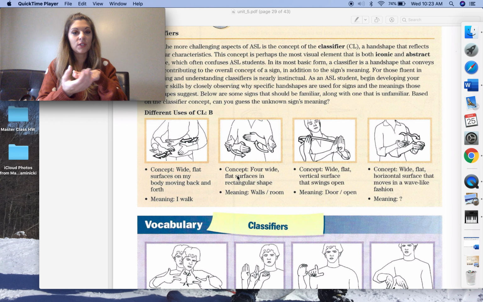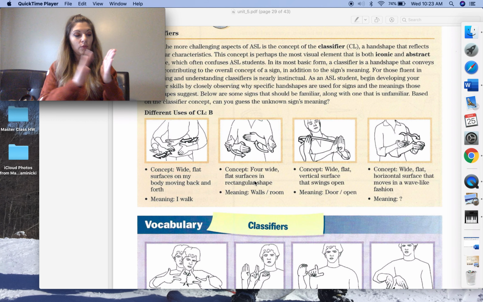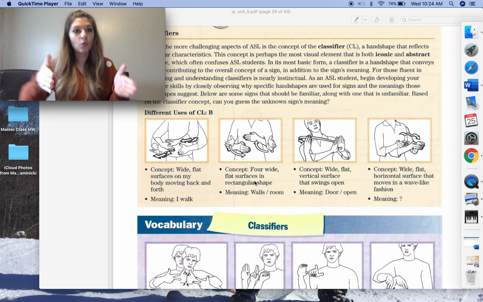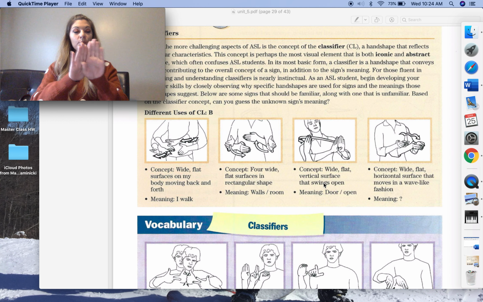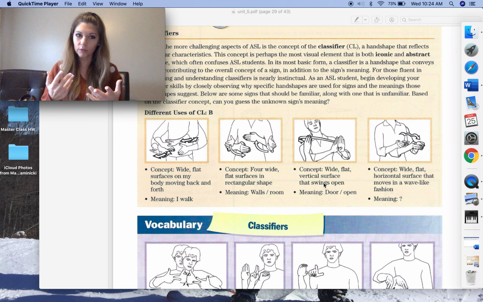And so you're using this B. It's a flat, wide surface that would represent your feet, and then you motion like how you would sway back and forth. The next one is, again, the B hand shape, and it's a flat surface, so room. It's representing the walls, and then you're boxing them in, creating a room. Door, so we know the sign for door. So open the door, close the door, flat surface, and how it moves, you can add the meaning to it and make it more visual.